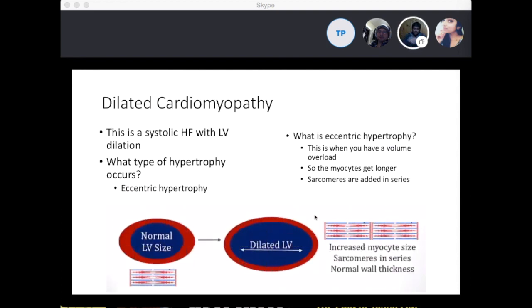So let's look at a picture, and hopefully this will help you. Normal left ventricle size, obviously, is this. And when you dilate it, you're not necessarily increasing the width of the myocardium or the wall. What you're doing is adding myocytes in series, so it's getting bigger, but the wall thickness remains the same. So this wall thickness is roughly the same as this wall thickness. That's the biggest difference in this one. So when you see a systolic dysfunction, you're going to think of dilated cardiomyopathy, or ischemic MI.